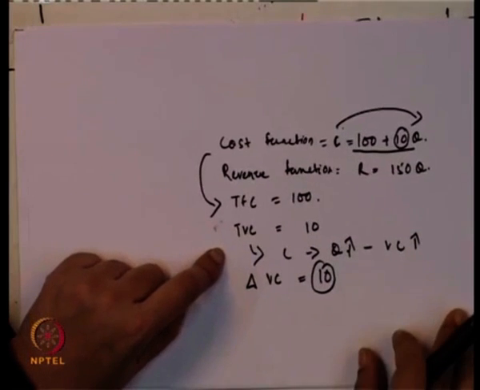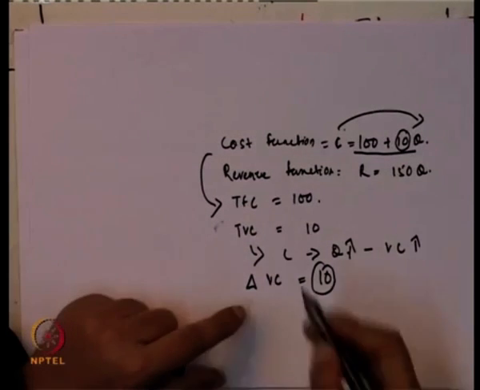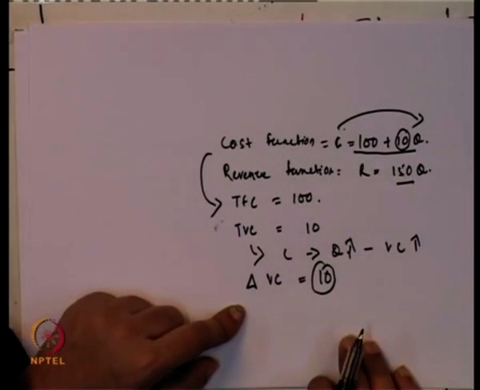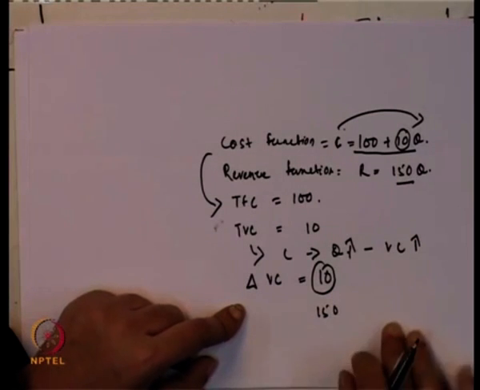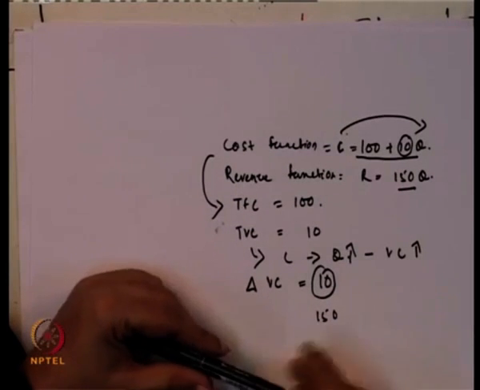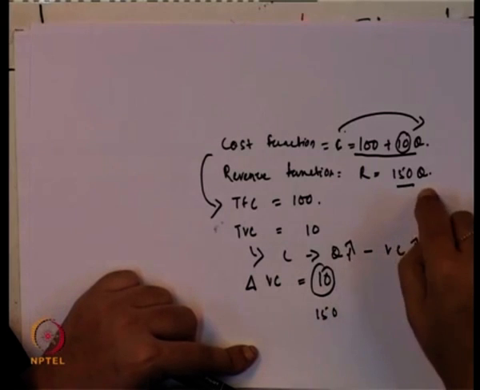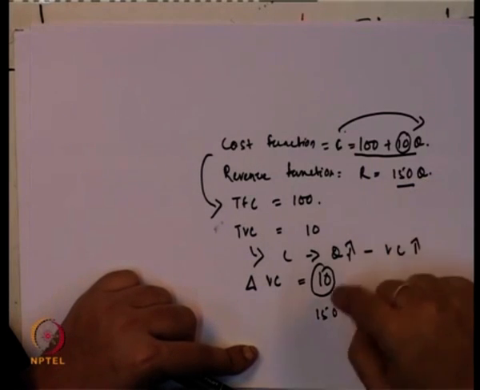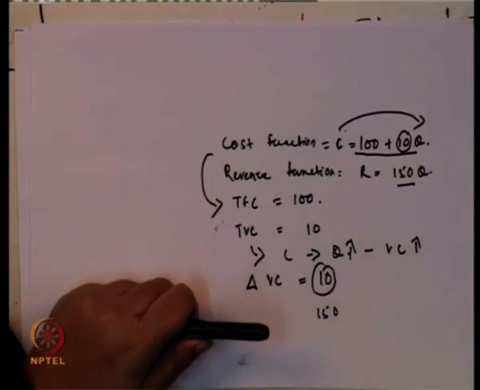in response to an increase in the output, and the revenue function implies that the market price for the product is 150. When it comes to the per unit sale, this is equivalent to 150 Q. So, this implies that the market price for the farm product is 150 per unit of sale.